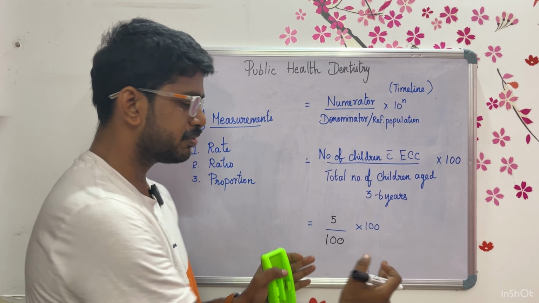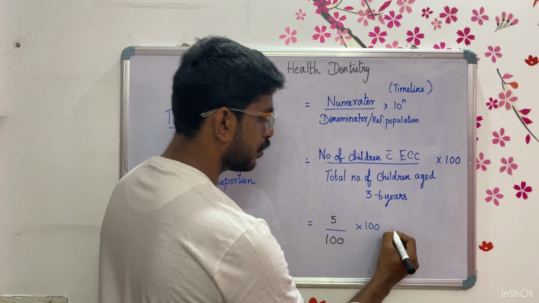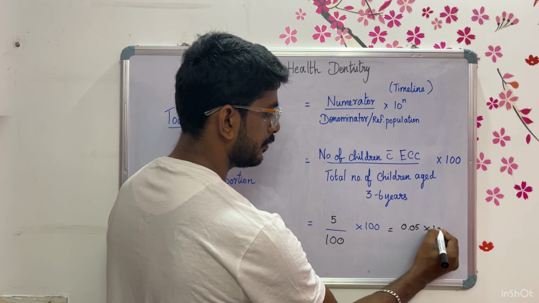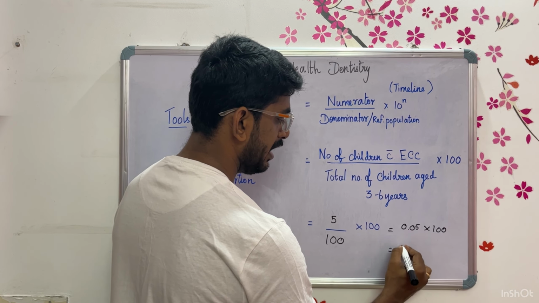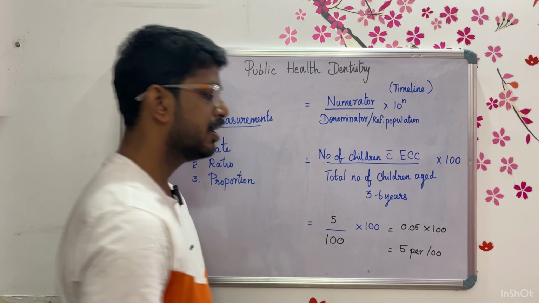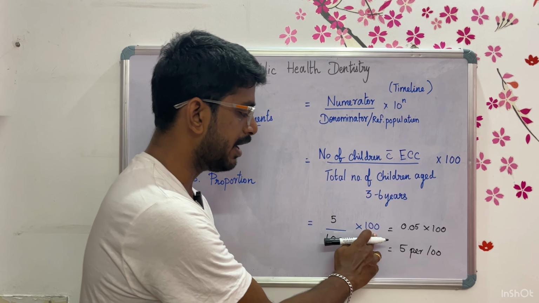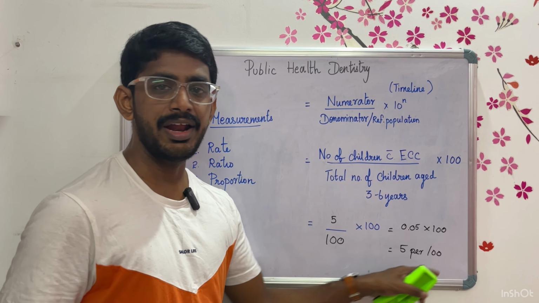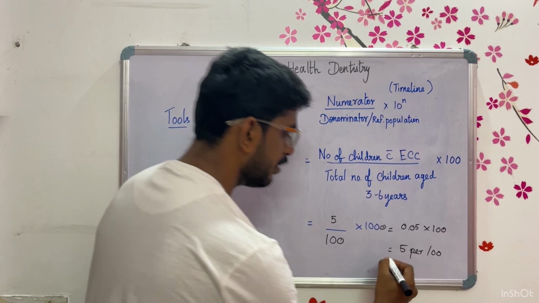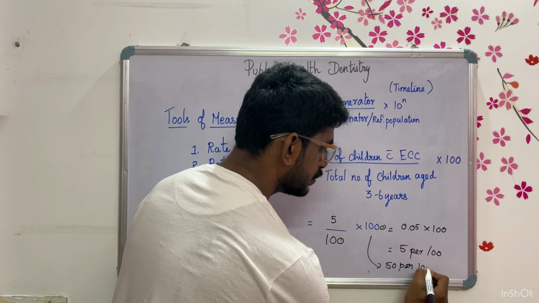The timeline is usually not present inside the formula. Next is the multiplier. So the answer goes like this. It is 0.05 into 100. That is 5 per 100. Okay. So you can use either 100 or 1000 here. If you use 100, you should be telling 5 per 100. If you put 1000 here, the answer will change, right? It will be like 50 per 1000.